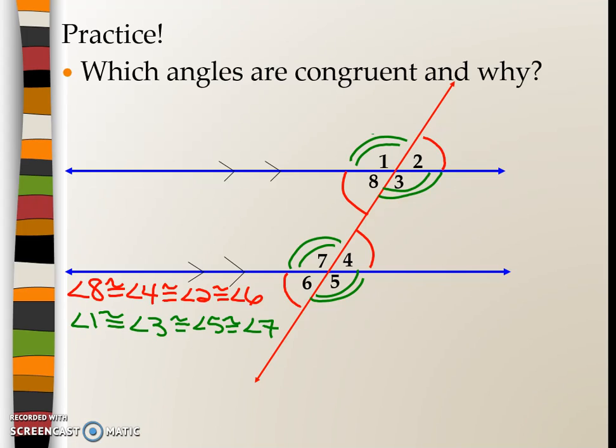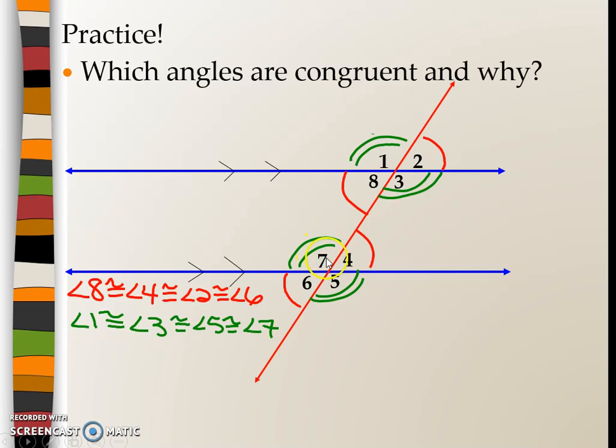So we're going to do a practice. Which angles are congruent and why? I want you to do this practice with me. Here you have two parallel lines and a transversal. So this green and this green, 1 and 3 are congruent.